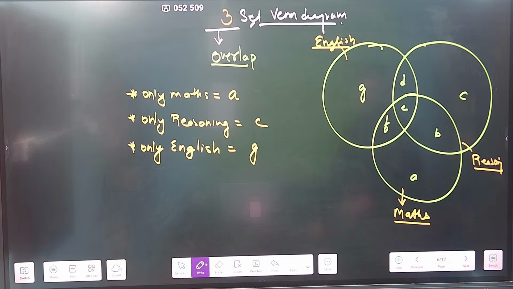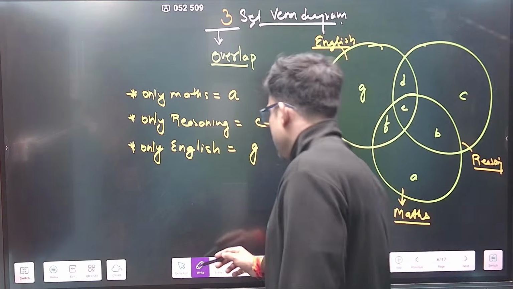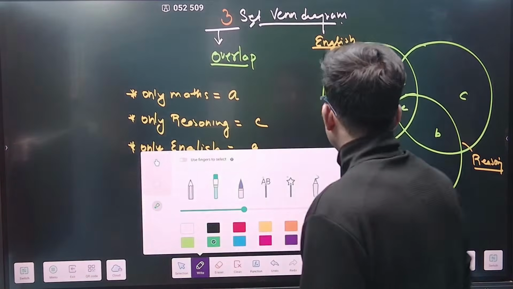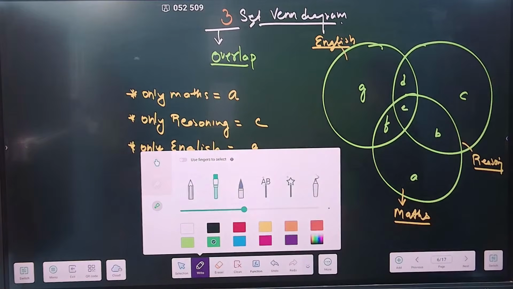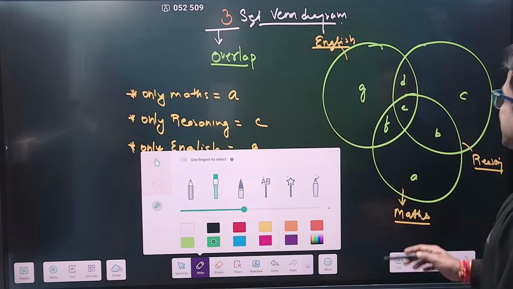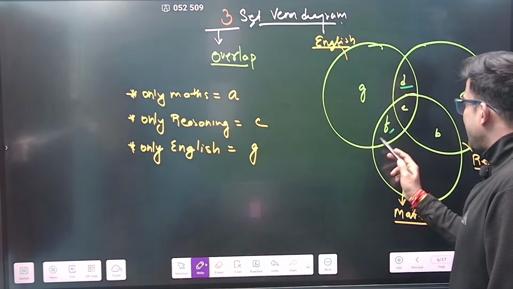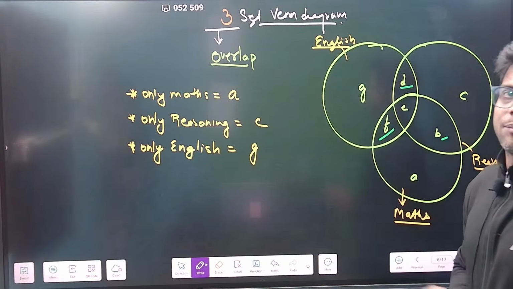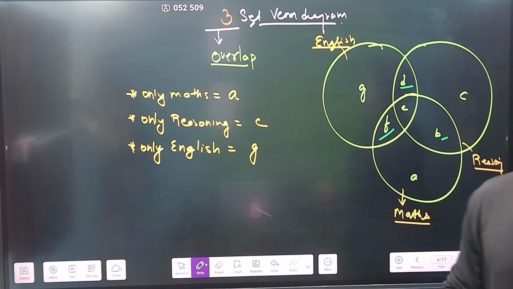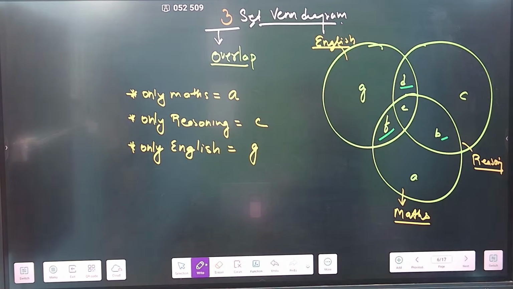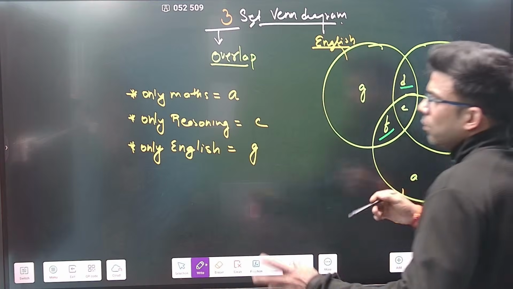Correct. Now you will see some points here, everybody, that we have intersection points also, meaning the common part, the overlap part. D, F and B are basically the overlapping parts. I hope all of you are getting my point. This D, F and B are all overlapping parts.